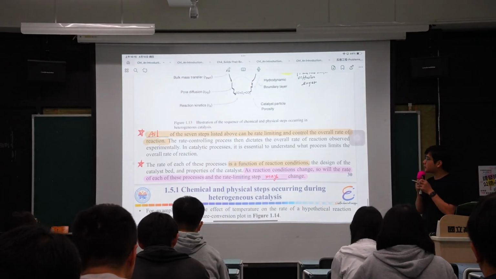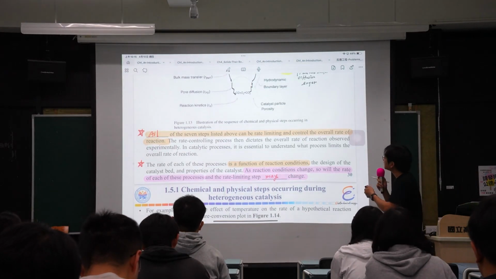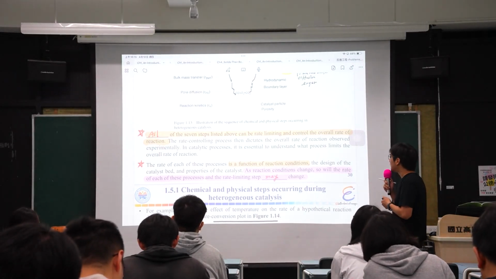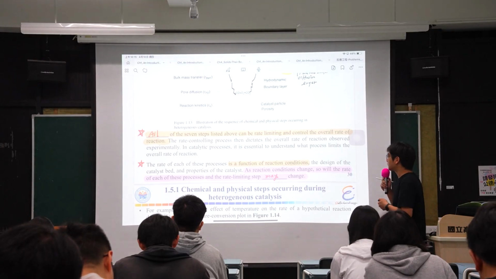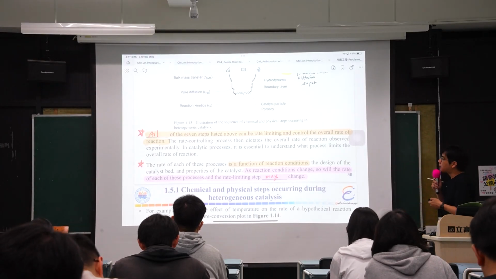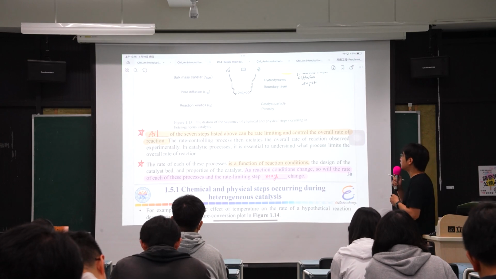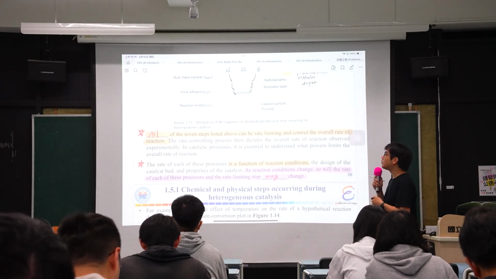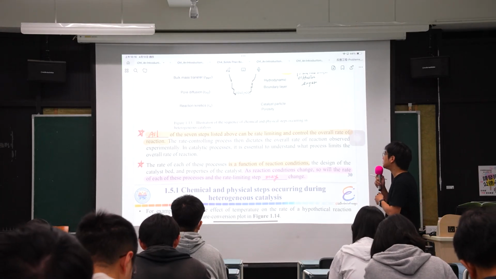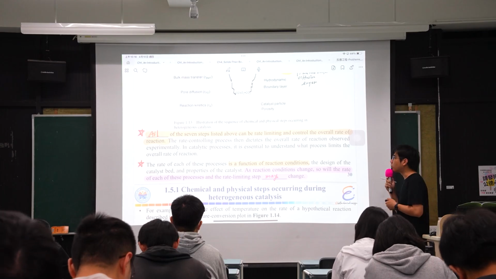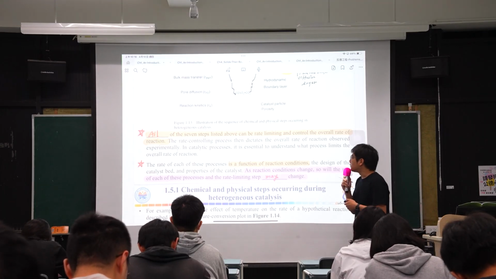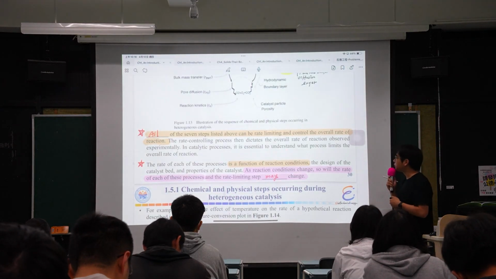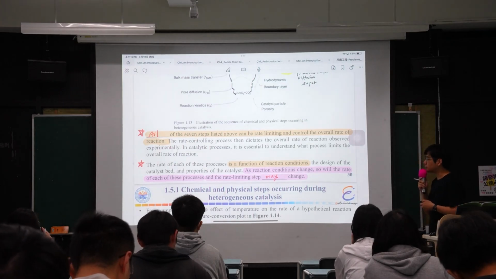A very important concept is that all these 7 steps can be rate controlling, and control the overall rate of reaction. So the rate controlling process depends on the overall rate of reaction. 就是说这个速率控制这个程序它会决定整个反应速率是多快。Okay, so it's very important in the analytic process. It's essential to understand which process determines the overall rate of reaction.